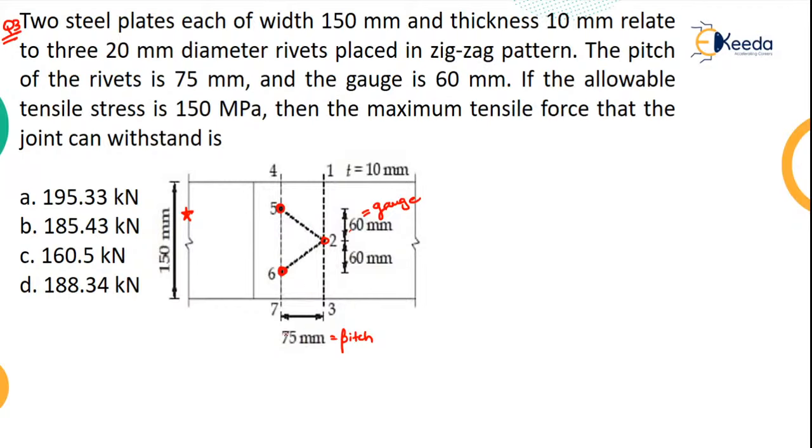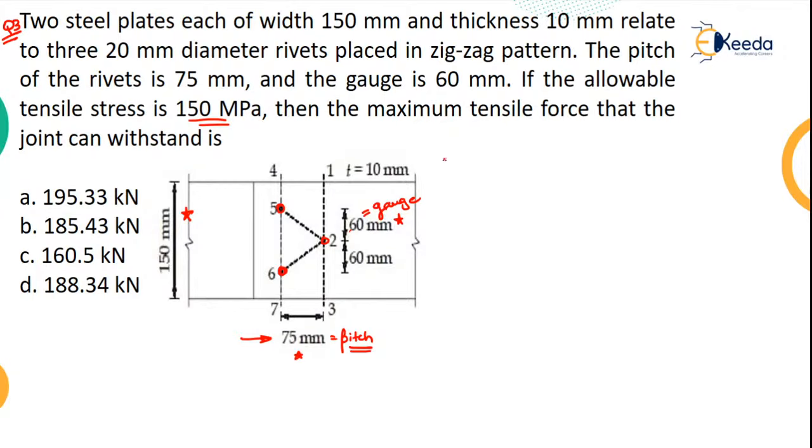Right, the pitch between the rivets. The pitch is the distance between the rivets in the horizontal direction, which is given as 75 mm. And in the vertical direction, the distance between the rivets is called the gauge, which is given as 60 mm. In the question they have given us the allowable tensile stress. How much is it? 150 megapascal. Then we have to calculate the maximum tensile force that the joint can withstand.